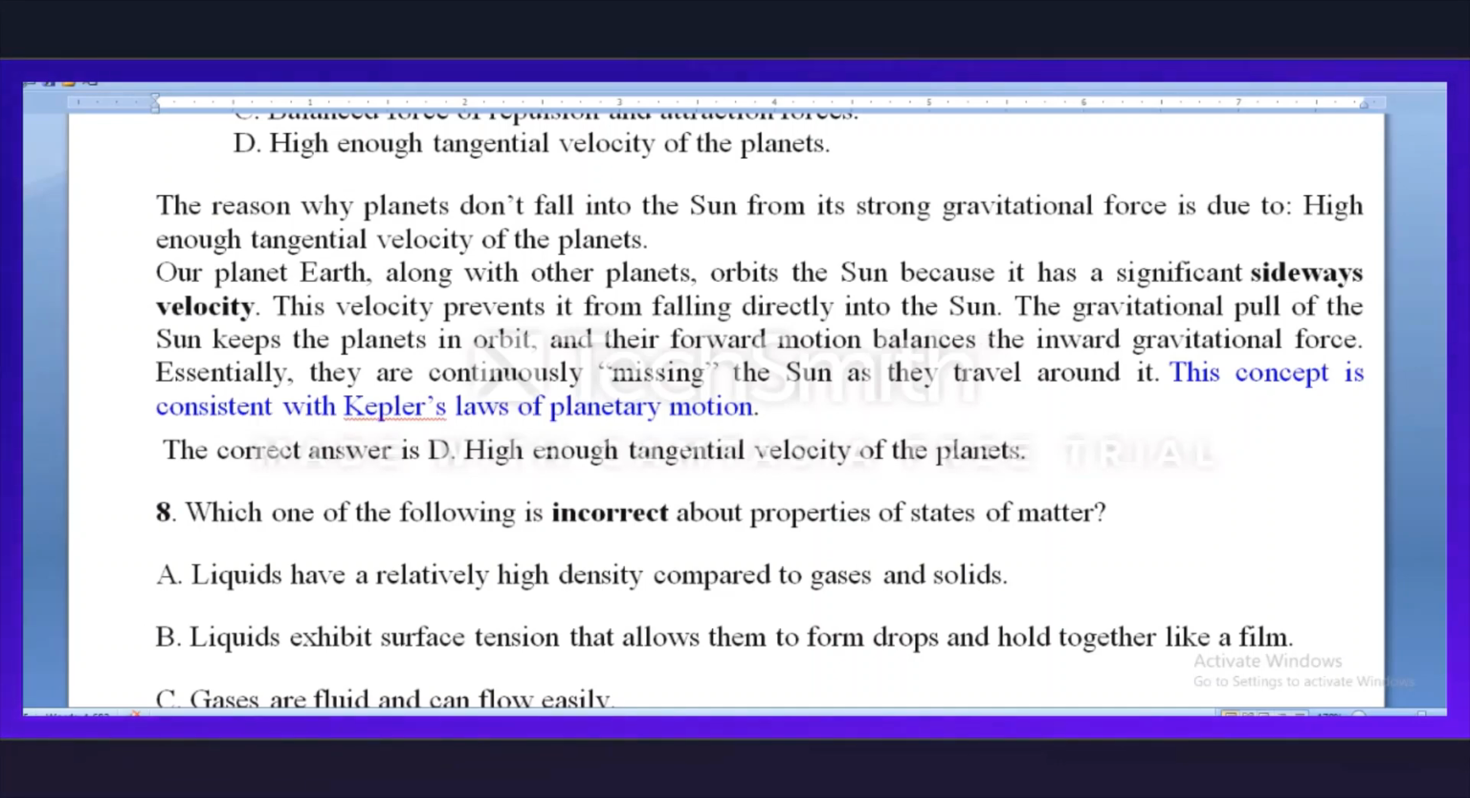The sun's gravitational pull keeps the planets in orbit, and their forward motion balances the inward gravitational force. Essentially, they are continuously missing the sun as they travel around it. This concept is consistent with Kepler's laws of planetary motion. So the correct answer, according to the above, is D, high enough tangential velocity of the planets.